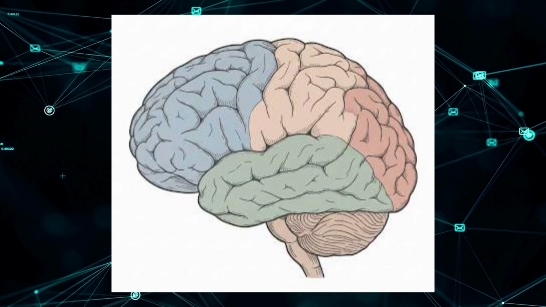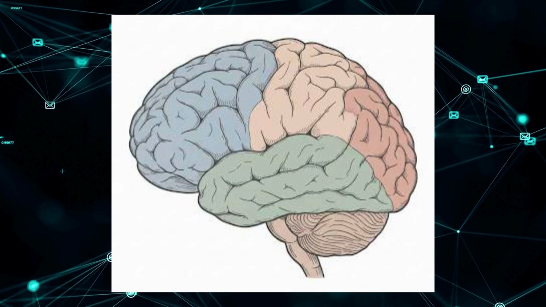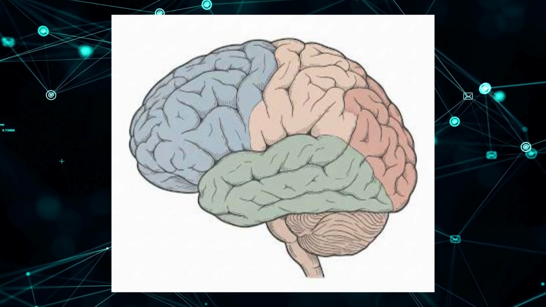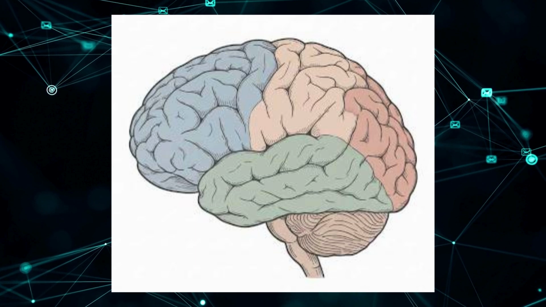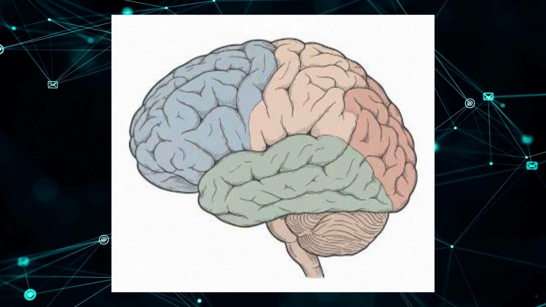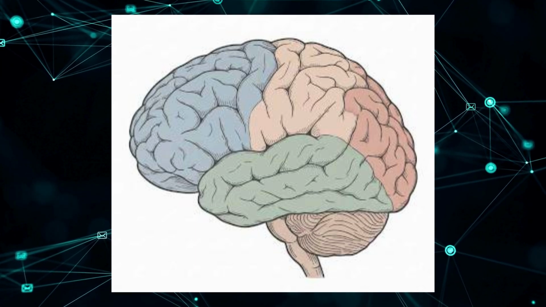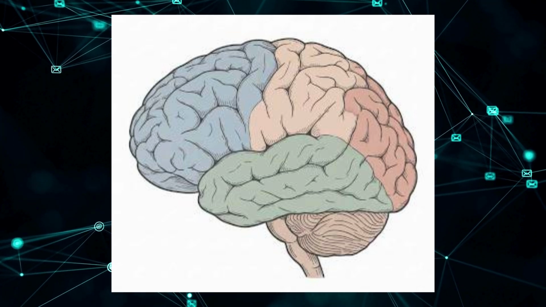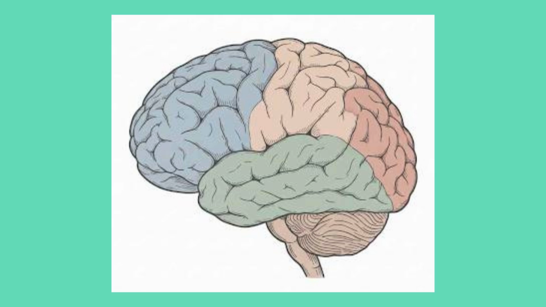There are three main types of neurons based on their processes: multipolar neurons, which have one axon and multiple dendrites; bipolar neurons, which have one axon and one dendrite; and unipolar neurons, which have one process in total that acts as both an axon and a dendrite.